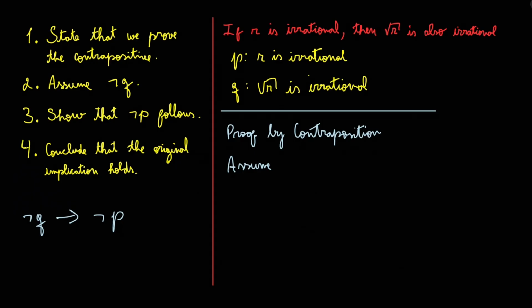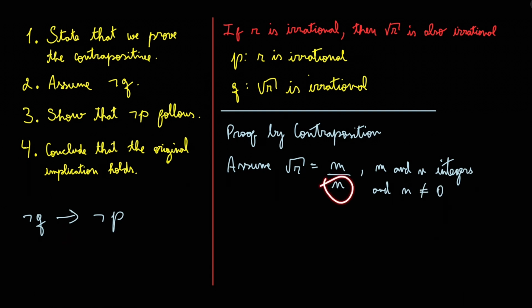So we will assume that the square root of R is rational, but how can we write a number in an explicit rational form? Well, if square root of R is rational, then it can be written as m over n, where m and n are both integers. And also, n must not be 0, otherwise we would have a division by 0. So that's our second step.